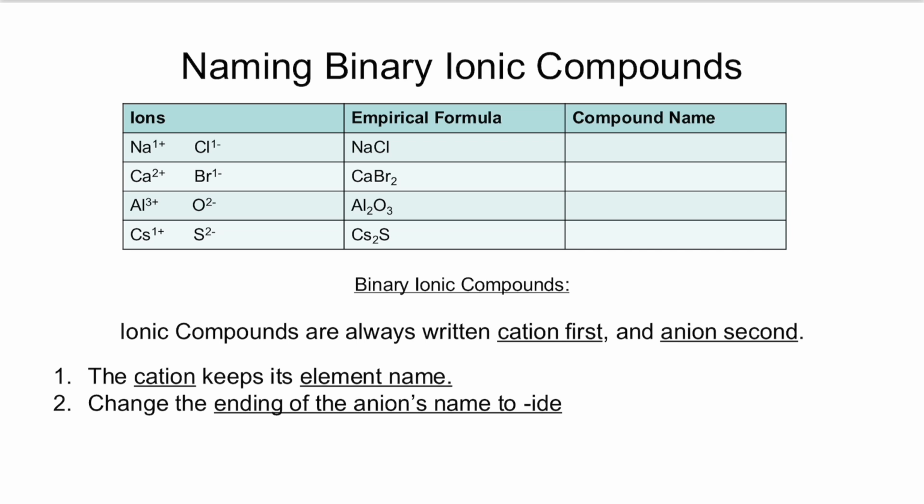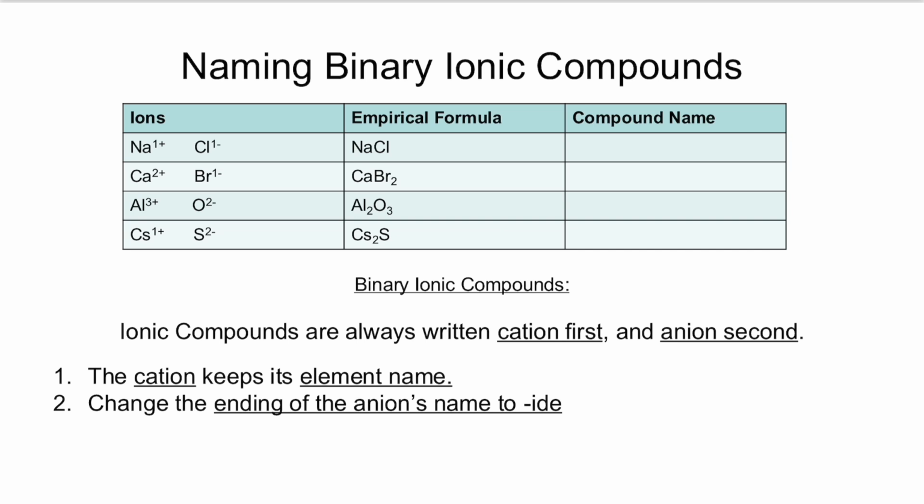So, with the way ionic compounds are written, and this is true for the name and the formula, the cation, the positive ion, always comes first, and the anion, or the negative ion, always comes second. So cation first, anion second. When we're writing the name, the cation is going to keep its same element name, and for the anion, we're going to change the ending of the element's name to IDE.